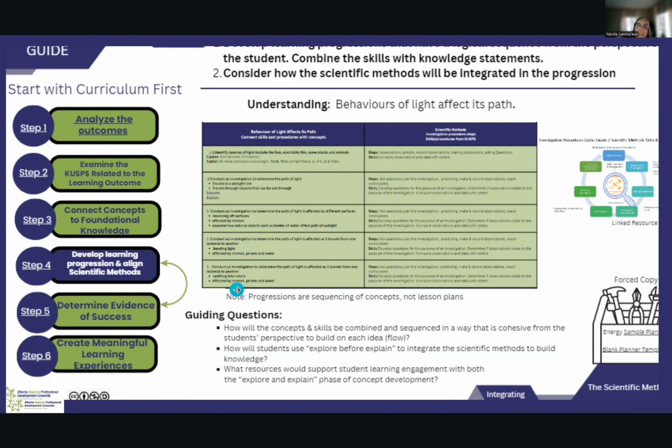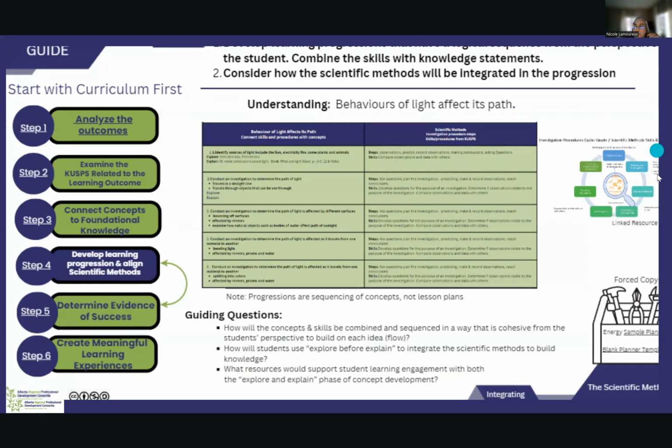But the guiding question here is, how will the concepts and skills be combined? They've been separated in our curriculum. Now we're going to bring them back together and put them in an order. And then how will students use explore before explain? So how am I going to integrate those scientific methods to build the knowledge? I've separated steps and skills, as you'll see in a moment.